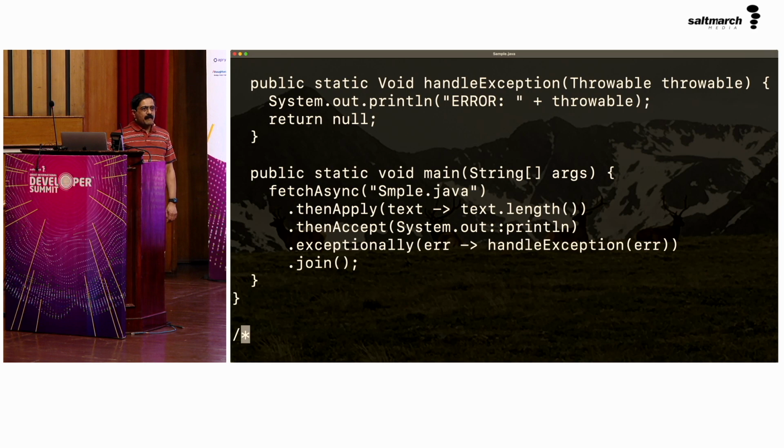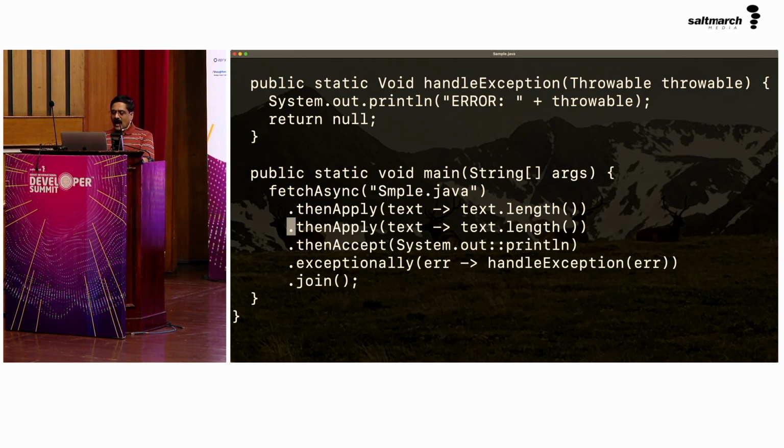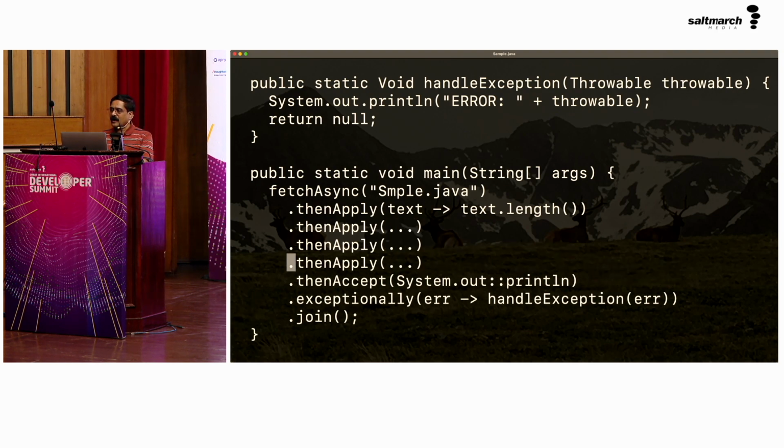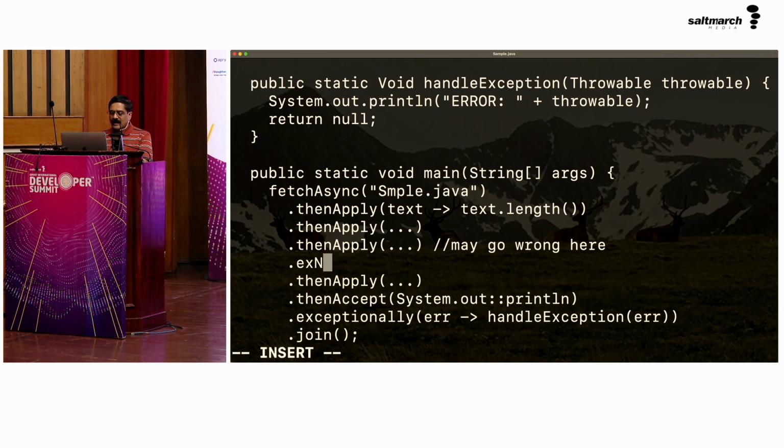But imagine you have a piece of code where this is going to be then apply, and you have more of these then apply in the code right here. And you have more of the then apply. And something may go wrong here. Let's take that for a second. So what are you going to do to handle that error? You may write an exceptionally right there to deal with it. And the exceptionally may handle the error. You may go to the next level. If not, it's going to keep going.